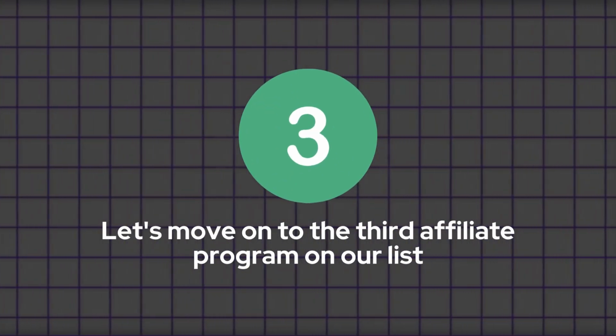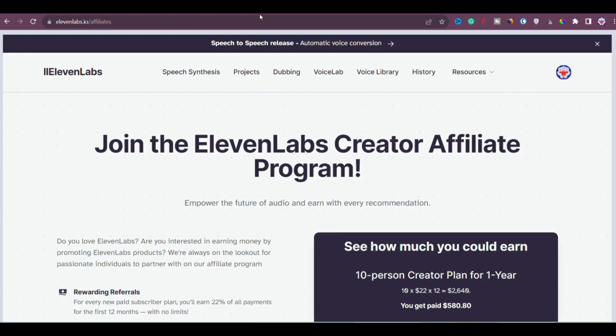Now, let's move on to the third affiliate program on our list, which is called ElevenLabs. This program focuses on generating AI voiceovers. They have recently gained a lot of popularity, and they are also one of the best and most trusted AI voiceover services. You can easily join this affiliate program, and the best part is that you can earn recurring commissions.